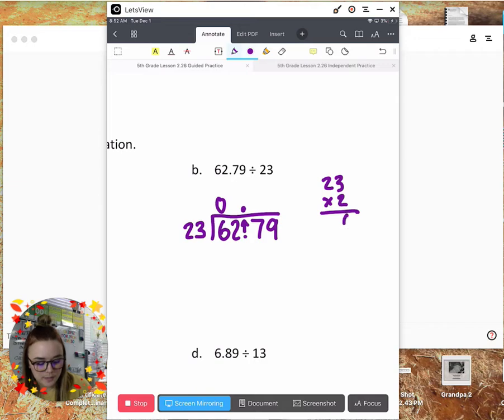3 times 2 gives me 6. 2 times 2 gives me 4. If I go any more, if I try to do 3, we're going to have too much. It's not going to work. So our 2 goes to the top, and we subtract 46.